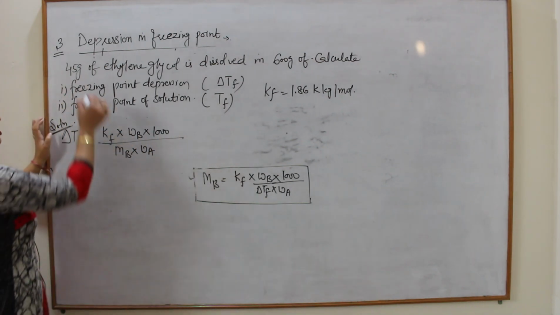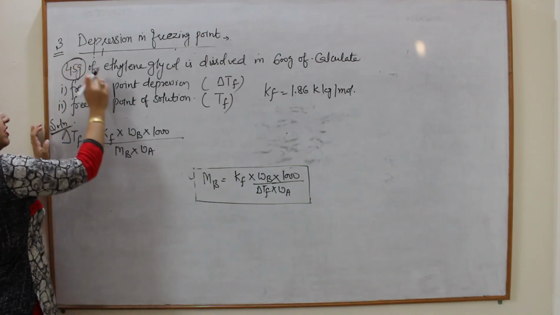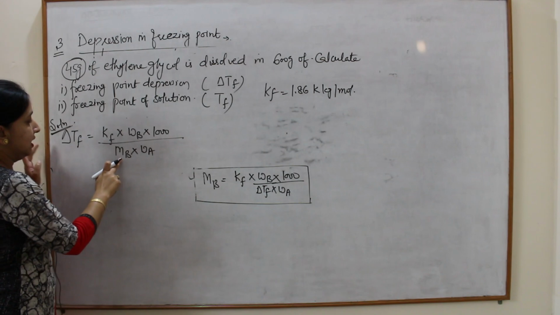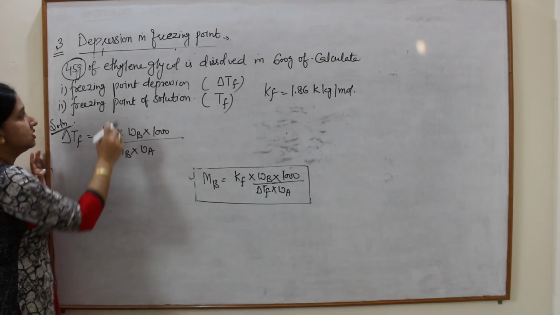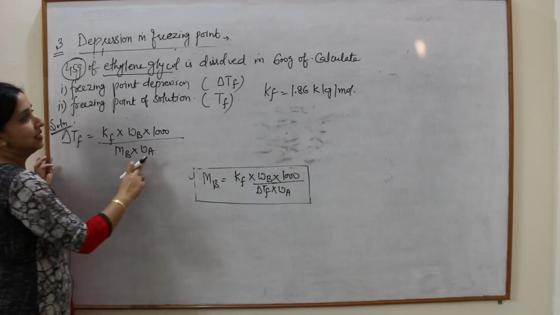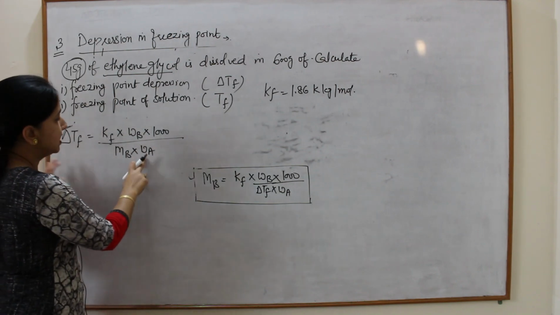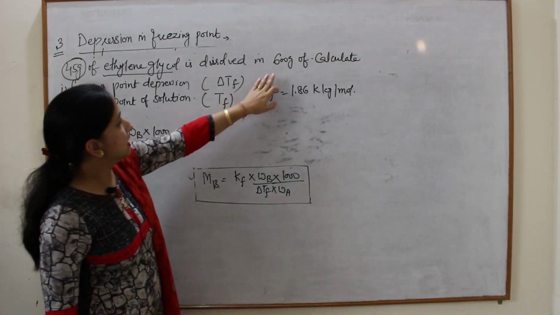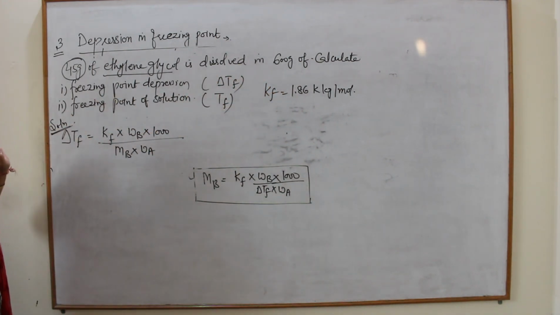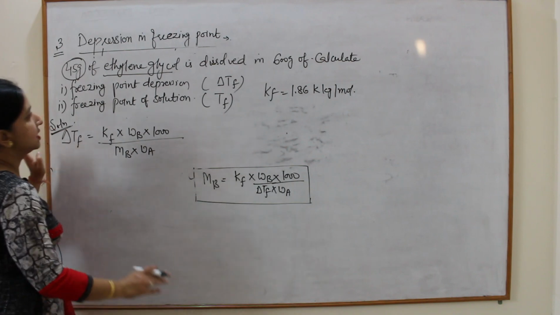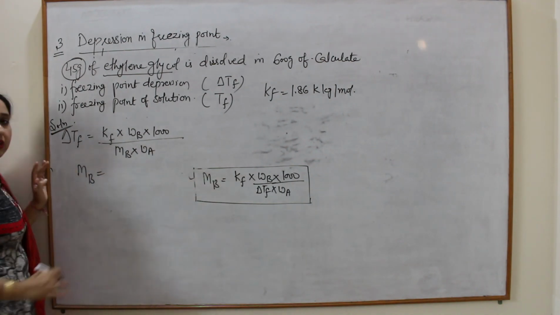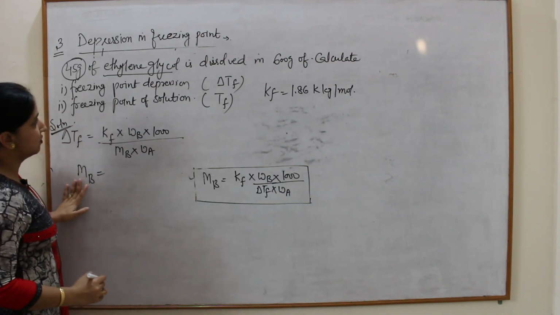Weight of solute means 45 gram of ethylene glycol. 1000 we have the value. Next is the molar mass of the solute, so we can calculate the molar mass of ethylene glycol. And WA means the weight of the solvent, that is 600 gram. So first we have to calculate the value of MB, the molar mass of the solute.